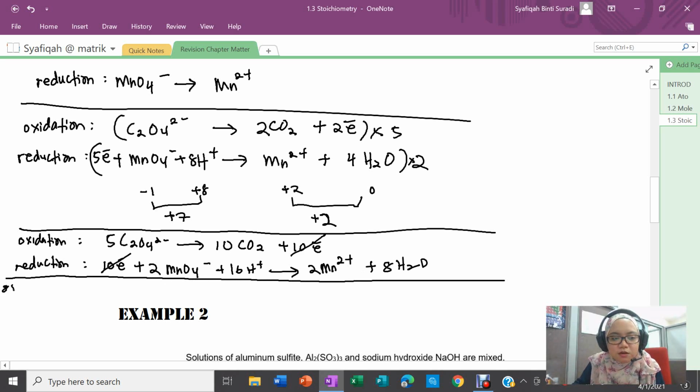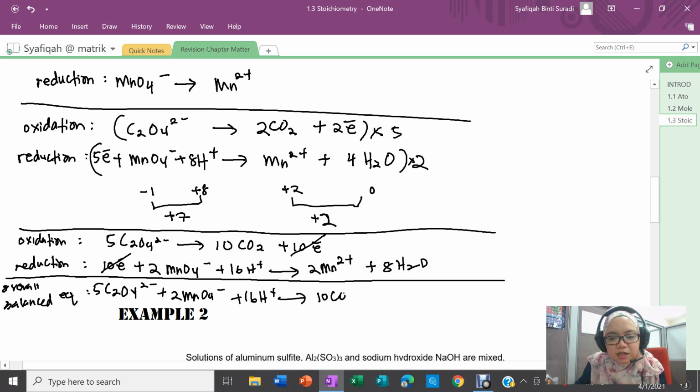So the overall balanced equation is to combine the same sides: the left with the left, the right with the right. We combine all sides, and we get 5C2O42 minus plus 2MnO4 minus plus 16H plus to form 10 carbon dioxide plus 2Mn2 plus 8H2O. So this is our balanced equation.